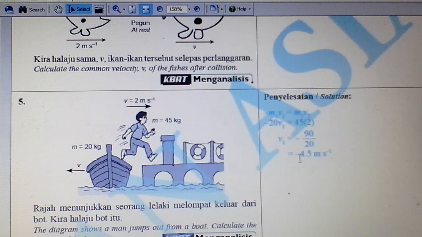Then you get v1 negative, meaning the boat is moving to the left. Or you can say if the man jumps forward, the boat moves backward, so that the total momentum is conserved, that is equal to 0.